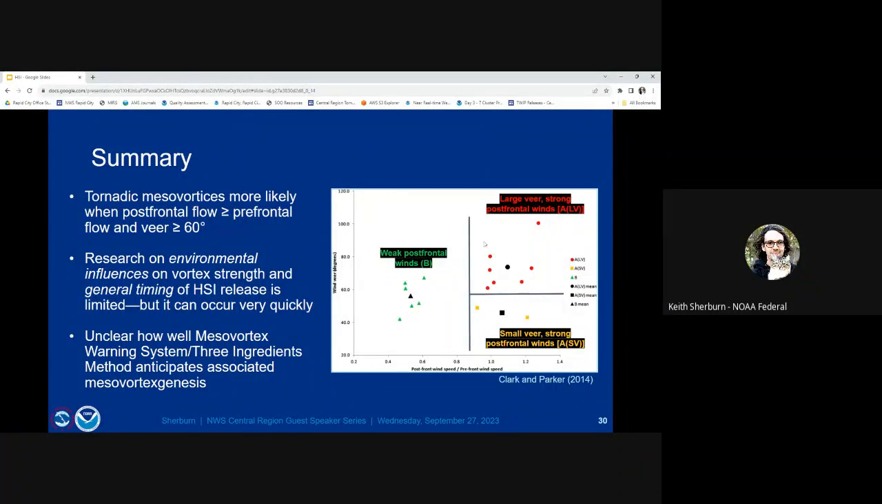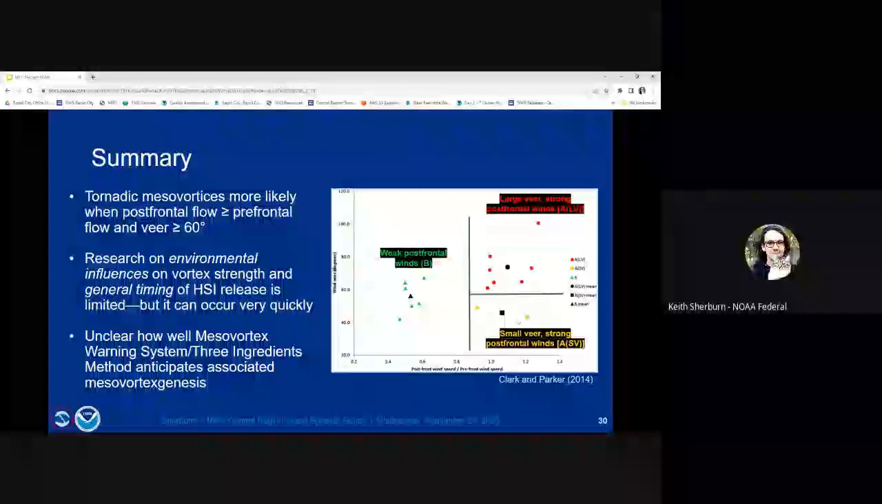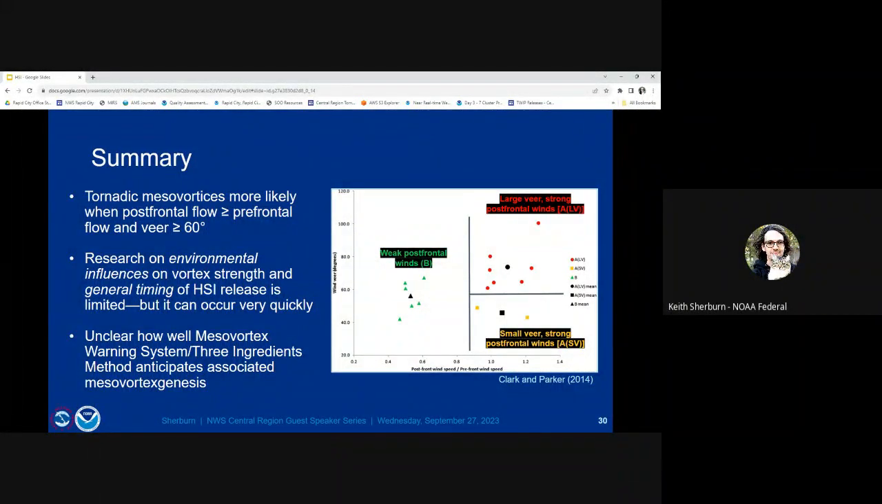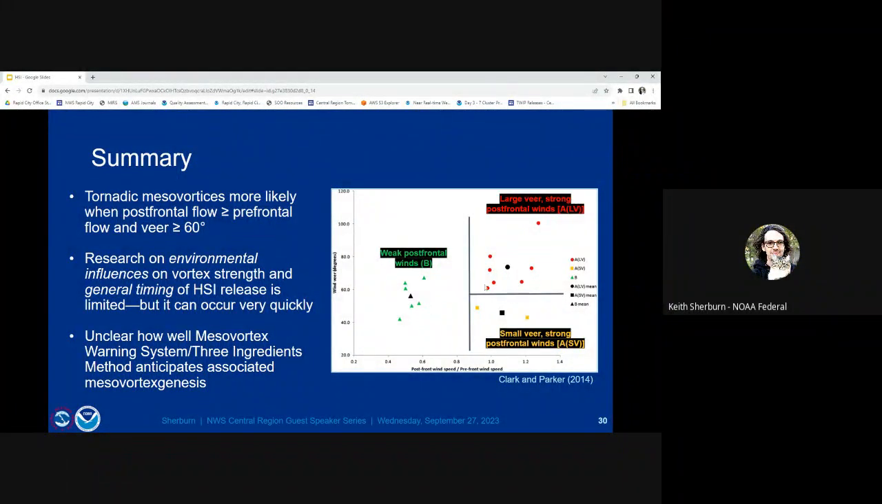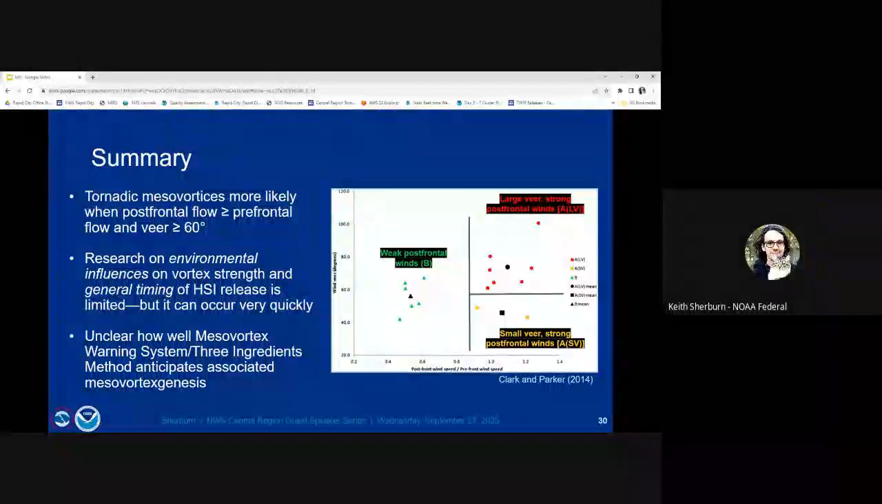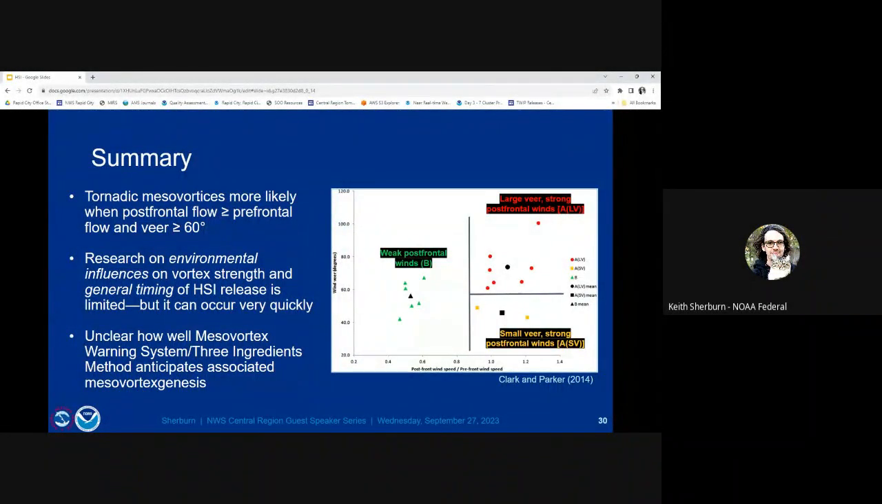We're split into 3 different categories here. In the red, we have the cases with strong postfrontal winds and large wind veer. It's a large change in the wind direction as you go across that outflow boundary. These cases were all tornadic. In yellow down here, there's only a couple of cases, but these were characterized by strong postfrontal winds and small wind veers, so not much change in the wind direction as you go along that outflow boundary. These were actually non-tornadic. And then in the green at left, these cases all had weak postfrontal winds, and these 2 were non-tornadic. So the only ones that were consistently tornadic were those that had both the strong postfrontal winds and the significant change in wind direction as you went across that outflow boundary.